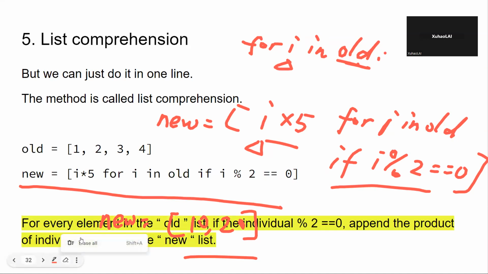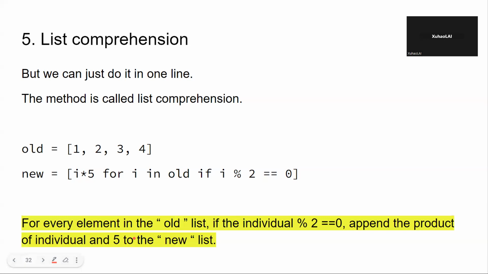So for every element in the old list, if an individual element mod 2 is even, then I will append the product of the individual element times 5 to the new list. So I will look through old, find out if the number is even, times them by 5 and put them into the new list. So I comprehend how the new list is created.